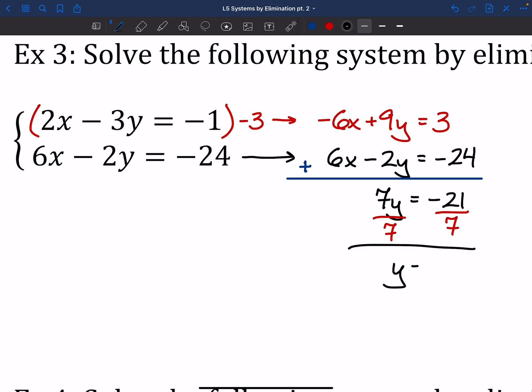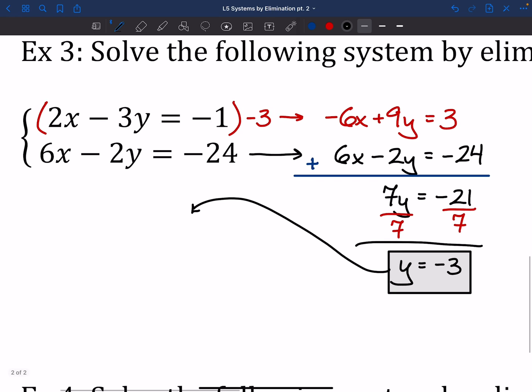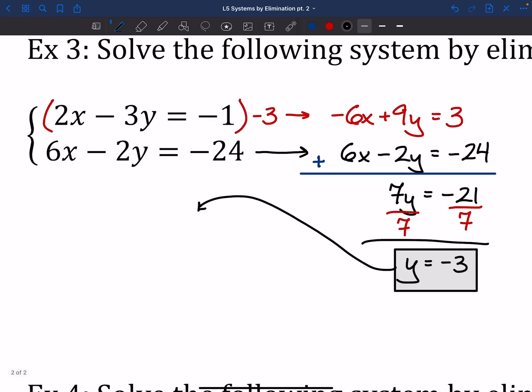We're going to get that y is equal to negative 3 on this one. All right. And again, got to plug it back in. You have all that space to the right, so if you want to do it over there, that's perfectly fine. Again, I'm just trying to keep everything on the screen at the same time. Right, so I'm going to plug it into that first one because the numbers are smaller. We got 2x minus 3 times that y we just found, which was negative 3.